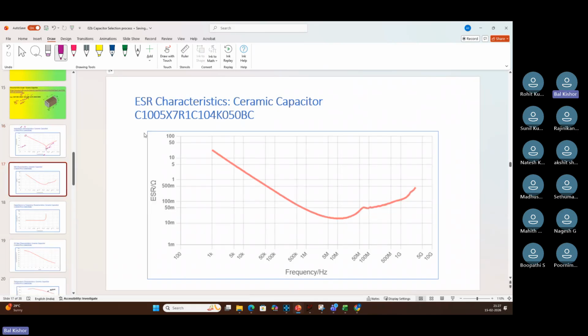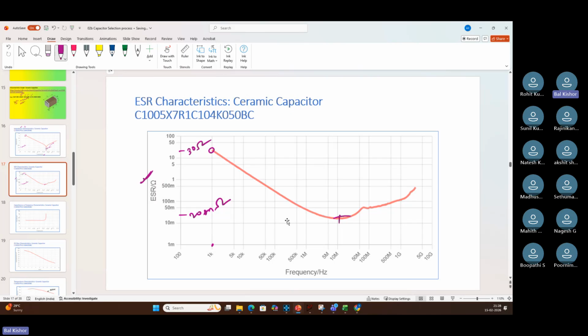Let's talk about ESR. The ESR is completely the real value. You can see almost 20 to 30 ohm here. So 30 ohm is there at 1 kilohertz. Now, as my frequency is increasing, it goes as low as 20 milliohms. So this is the least value that you can get for your capacitor. This is the capacitor I am showing you.